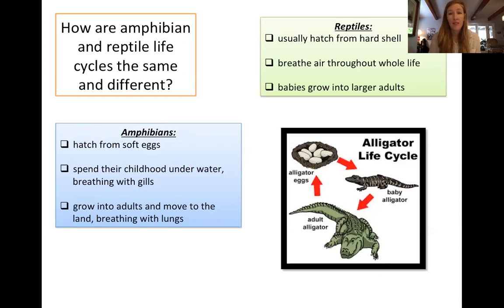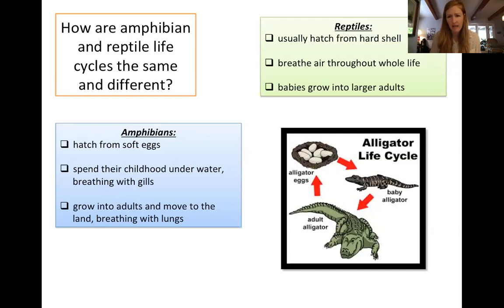Alligators breathe air their whole life, so there's no changing form, right? The amphibians have 2 lives. They start in the water with gills to breathe in the water, and then as they develop and mature into an adult, they grow lungs. So that is one very big difference between reptiles and amphibians.